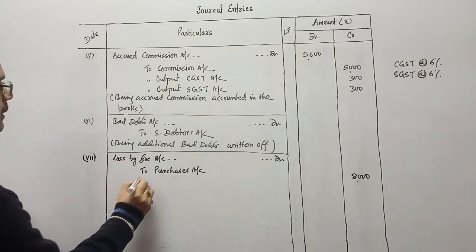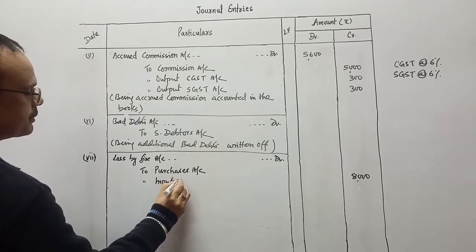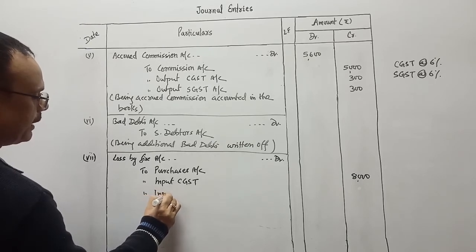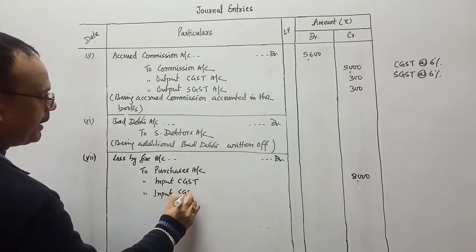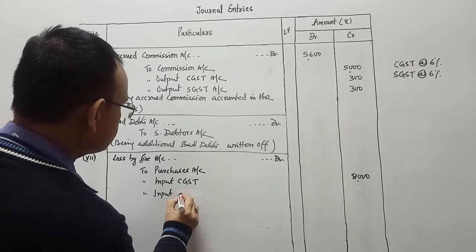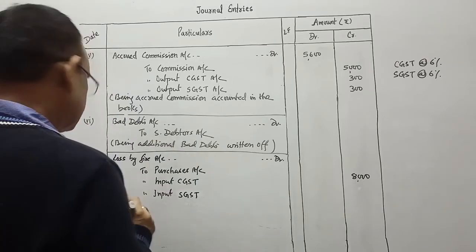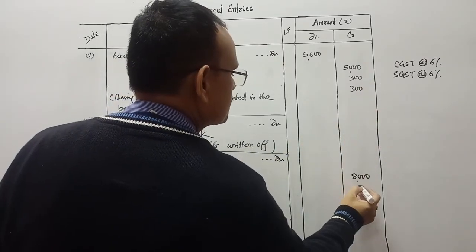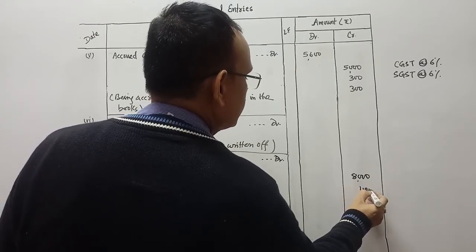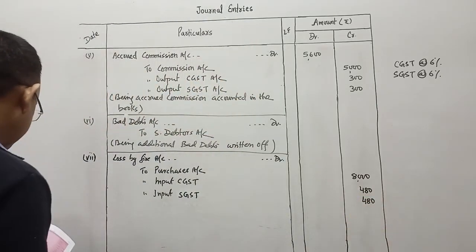Okay, and input CGST and input SGST will be reversed accordingly. The rate is what? The rate is 6%. So 6% of 8,000 is 480 and 480 respectively.